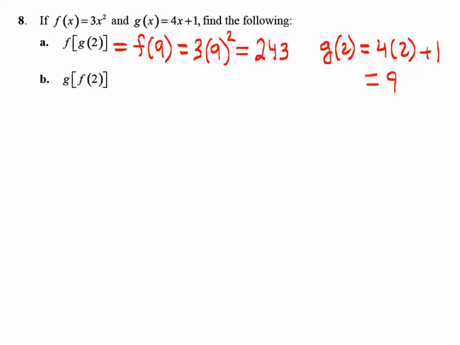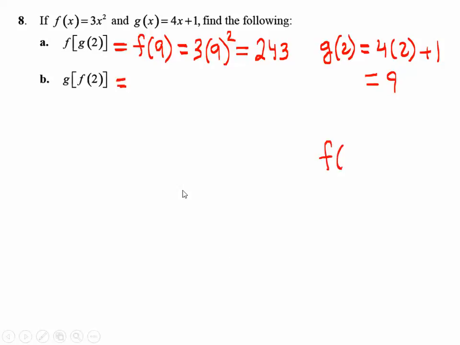All right, you guys get the next one here. So B is a little different. Notice it's the opposite nesting, right? So the 2 goes into the f function first, and whatever the result will be, that number is going to go into the g function. So I'll let you guys try that first by yourself. Alright, hopefully you are done. Let's go for it here.